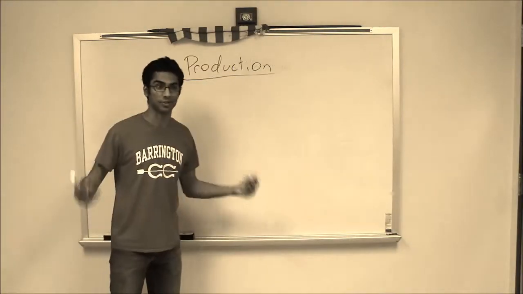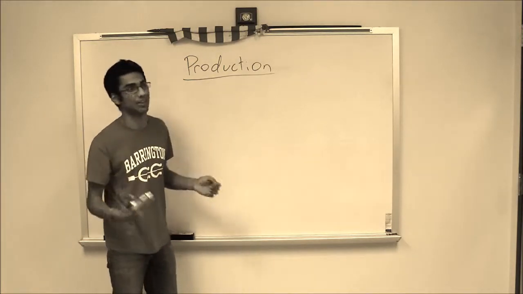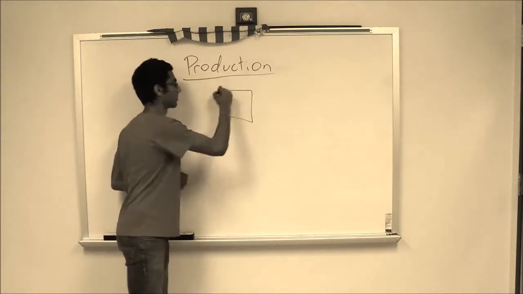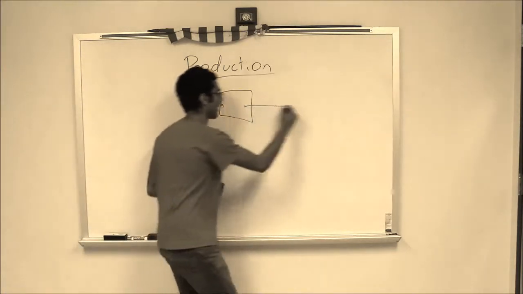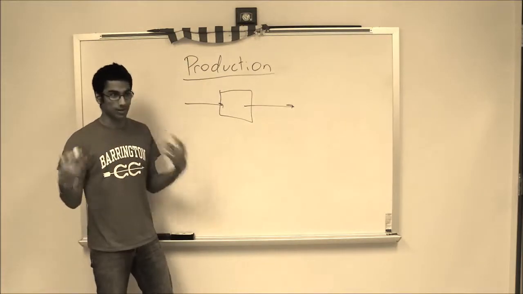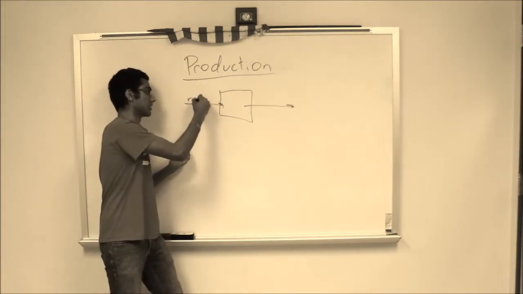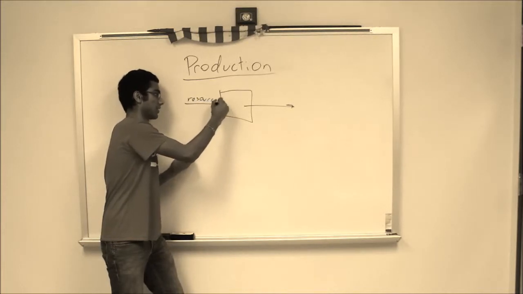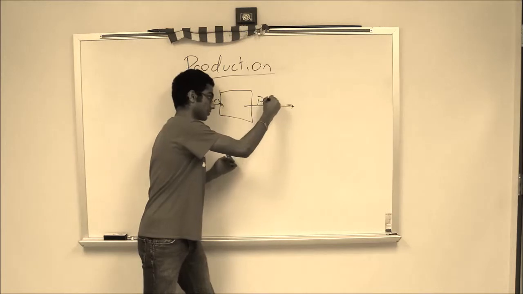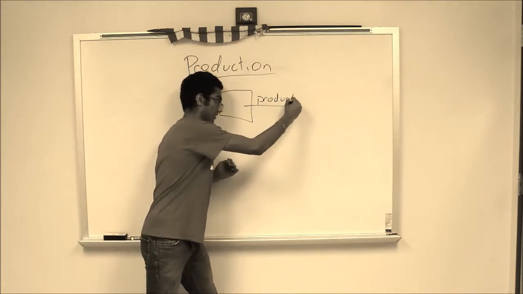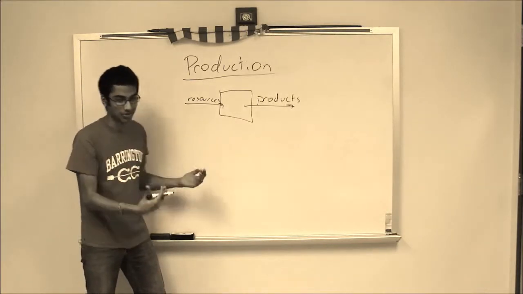Okay, so the principal thing that firms do is that they take in something and then they make something else. So let's pretend that this is your firm right here. It takes in something, it processes it, and then it puts out something else. Now we call this the input in economics terms, the resources, and the output, the products. And this entire system is called production.